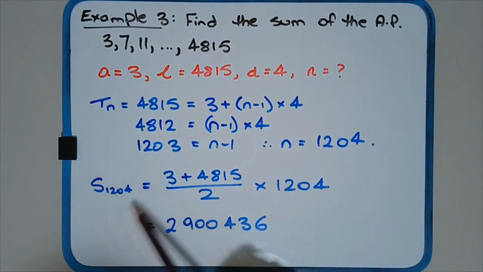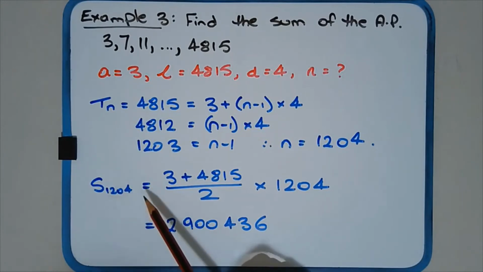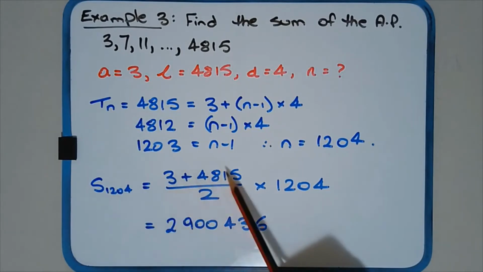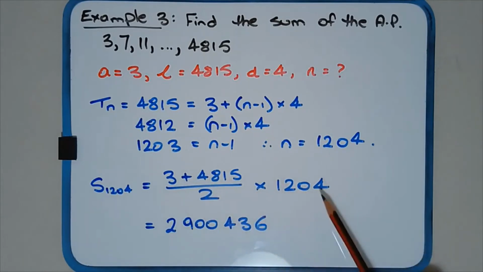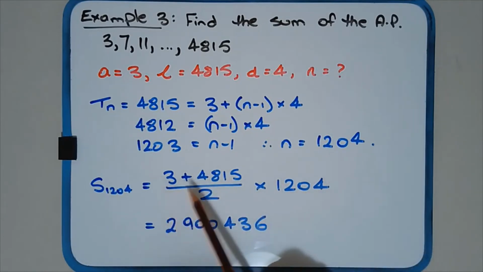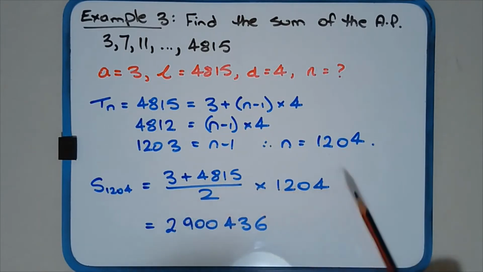So the partial sum of the first 1,204 terms of this arithmetic progression is found by taking the average of the first and last terms and then multiplying it by the number of terms. So 3 plus 4,815 divided by 2 multiplied by 1,204, and that equals 2,900,436.